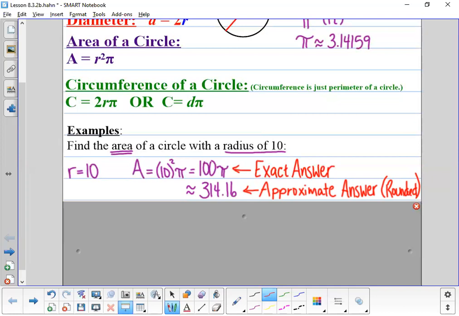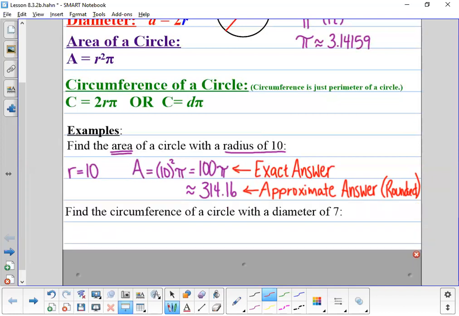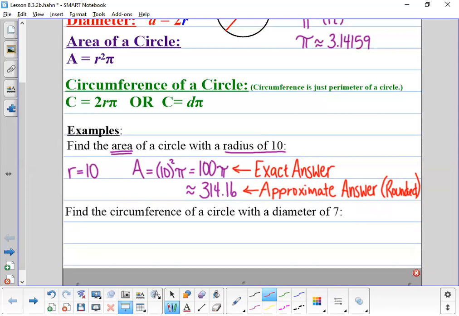Let's do another example. This time I am asking you to find the circumference of a circle. So I'm looking for the circumference of a circle, and I have a diameter of 7. So that means I know that D equals 7.